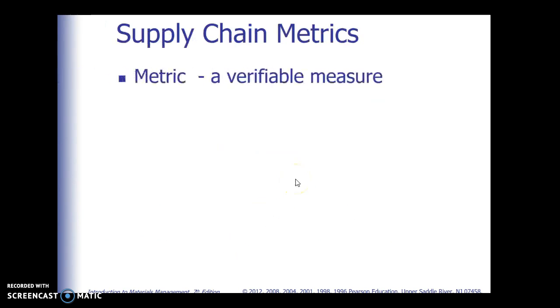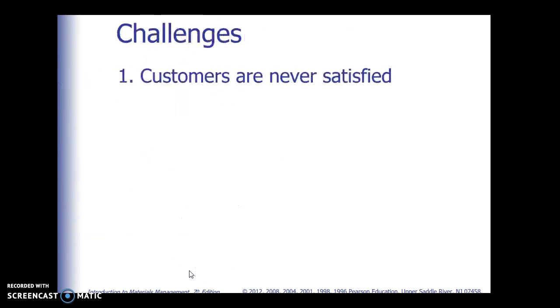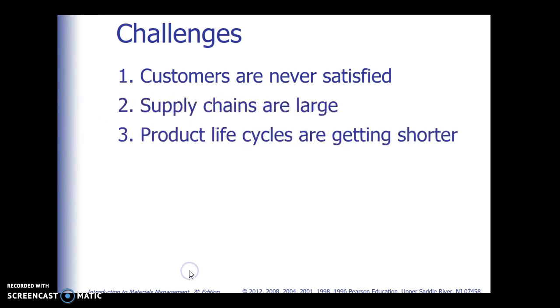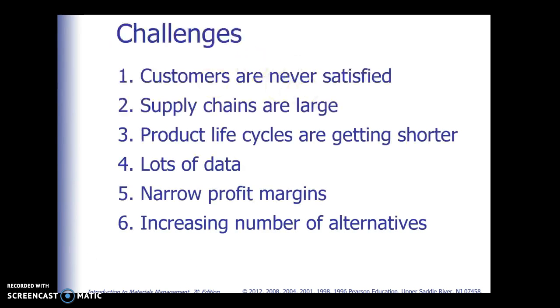Then we're going to bring in supply chain metrics. A metric is just a verifiable measure, and it communicates your expectations, identifies problems, directs actions, and motivates people. These are very straightforward concepts that don't warrant much explanation. Also, the metrics must be timely. You think about the challenges that are listed here. Take a look at those once again.